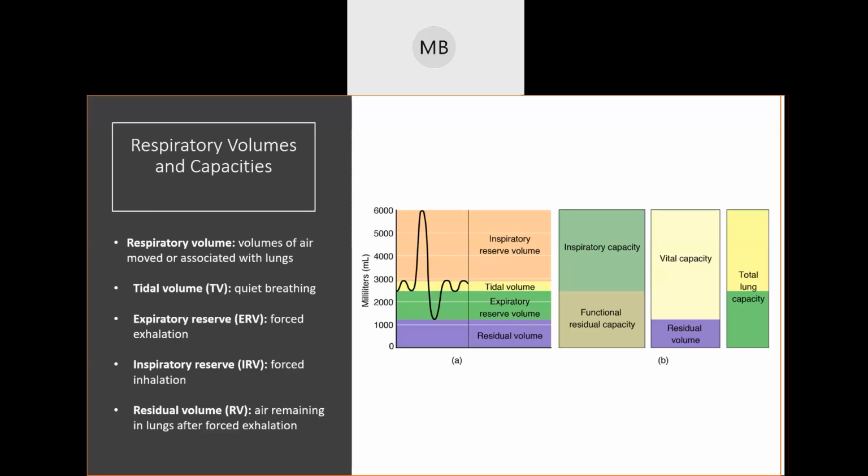That would be your expiratory reserve volume, right? That's the amount of air that you can force out after you have breathed normally. And then, because we know your lungs are not a vacuum, they are never airtight, there's always going to be some amount of air stuck inside them, right? The amount of air that is left inside your lungs after your forced exhale is called your residual volume.